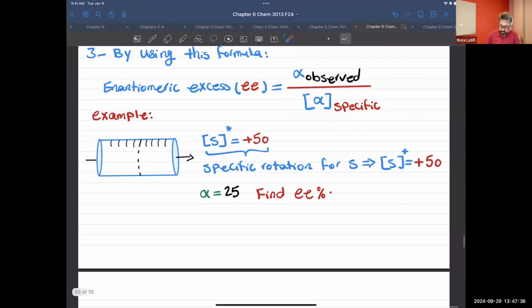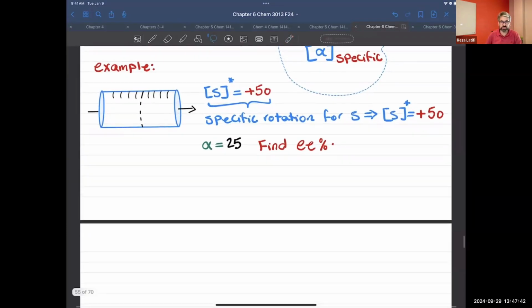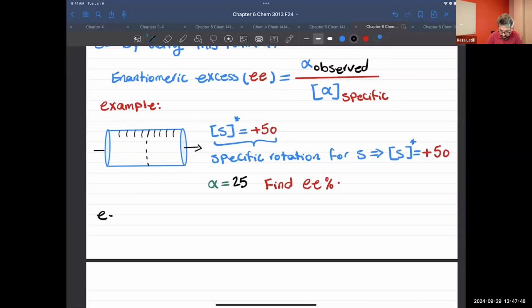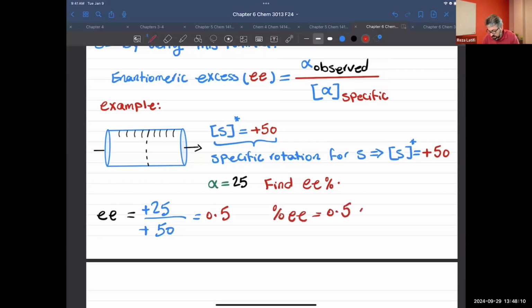So we're going to use this formula. The observed divided by the specific should give us the enantiomeric axis. The observed we have at 25, the sign for it is positive, and you divide it by plus 50. That's going to be 0.5. Now, you want to know the percentage for it. Just multiply the 0.5 by 100. That's going to give you enantiomeric axis equal to 50%.